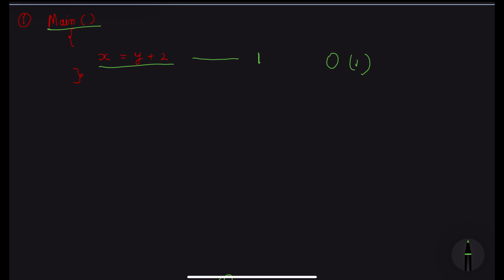Even if there were more statements like y equal to 3, z equal to 4 and x equal to 5, the total statements would become 4. So total time consumed will be 4 units. We can write this as big O of 4, and as 4 is a constant, this will eventually become big O of 1. Consider it this way: if we have 100 units of time consumed, or 10,000 or 1 lakh, these are all constants, so constants are treated as 1, and we can write everything as big O of 1.